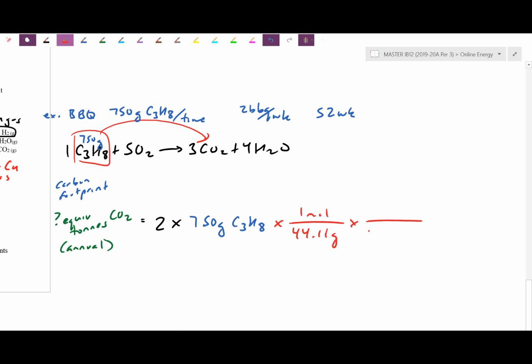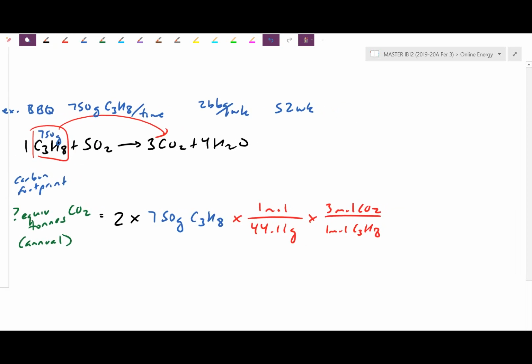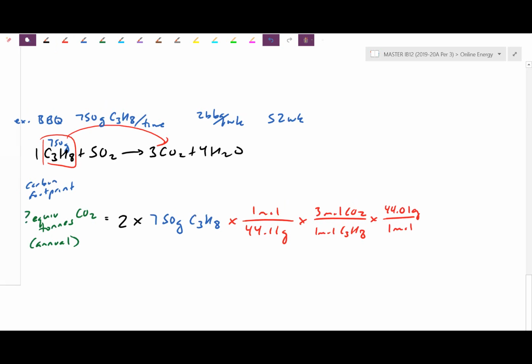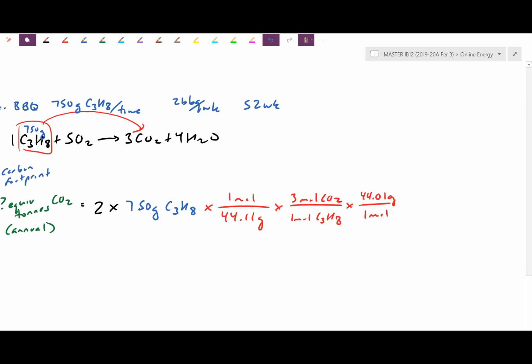Now that I have moles, I can do the mole ratio. For every 1 propane that I burn, I get 3 parts carbon dioxide equivalent. In this case here, it really is forming that product there, but that would be what's called an equivalent carbon dioxide. And then I need this in terms of grams, so I would need the molar mass of carbon dioxide. I believe it's 44.01. So 44.01 grams. So that's pretty close now. Most of the units are canceled out. 2 barbecues a week, gram, gram, mole, mole, mole, mole. And now I have grams.